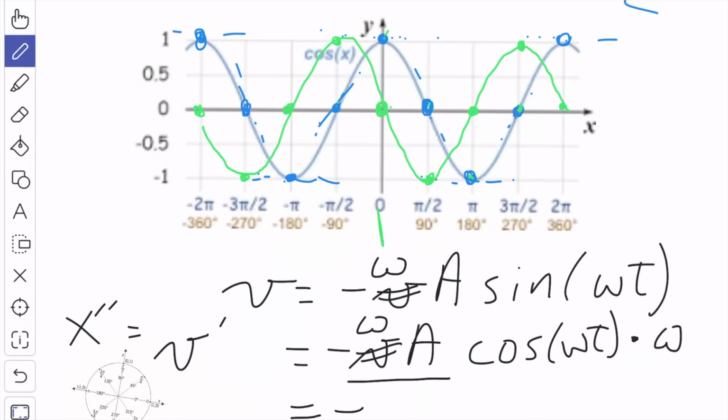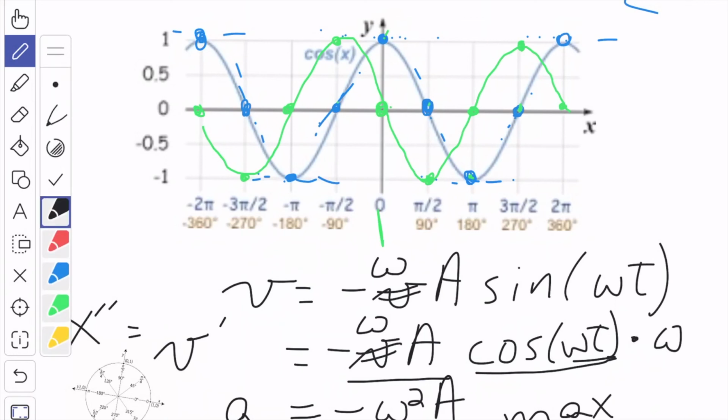All right, so what we end up with then is negative omega squared a, okay, at the point when cosine is at its maximum. This entire thing becomes 1. So omega squared a times 1 is still just omega squared a. So the maximum acceleration would be omega squared a. Again, that negative is going to change direction. So sometimes it would be positive, sometimes it would be negative. It would depend on the direction of the position, the direction of the force at that time.